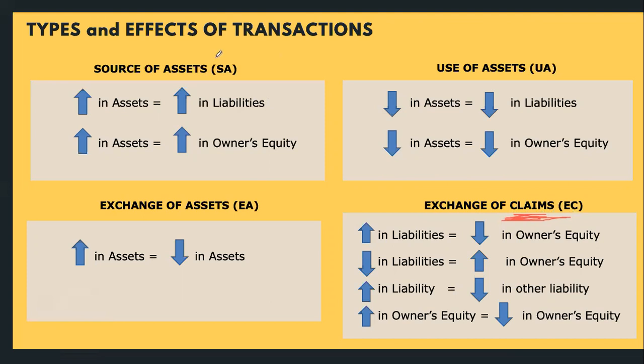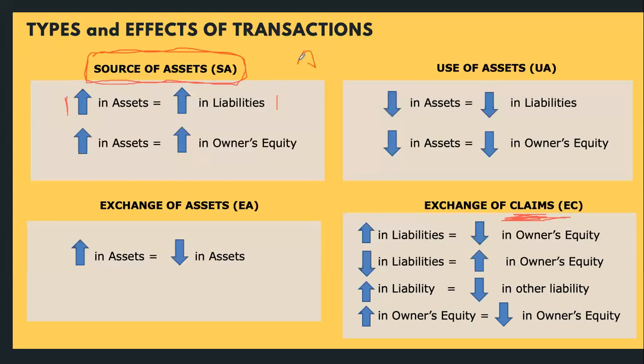So the first type of transaction is source of asset. Source of asset means a transaction where you gain an asset. So these are the effects of the type of transaction called source of asset. Money is involved, money effects in the transaction. We can classify the transaction as source of asset if money is involved. If your asset increases, it equals an increase in liabilities. So the accounting equation balances.